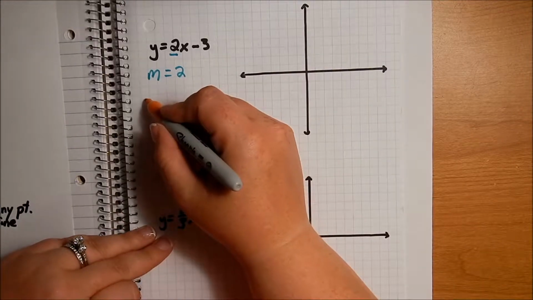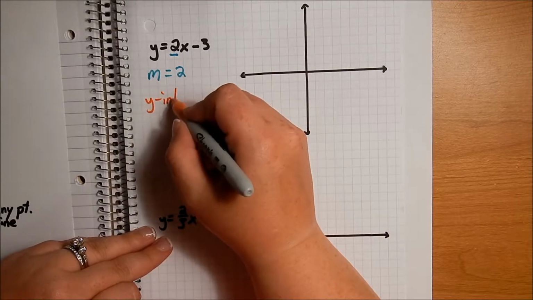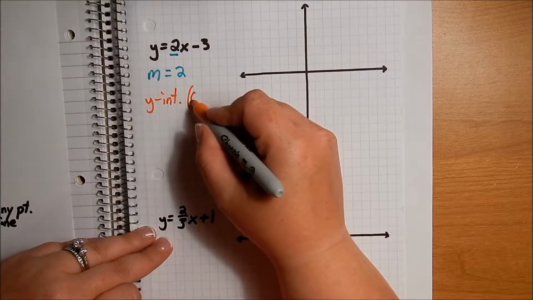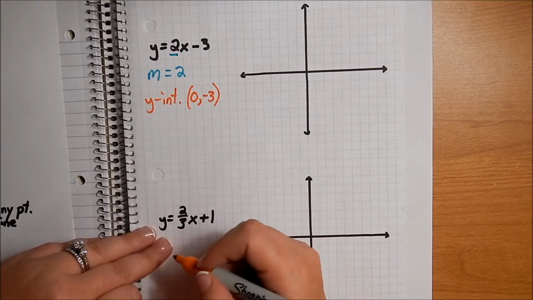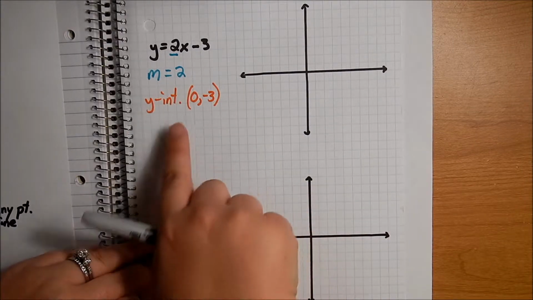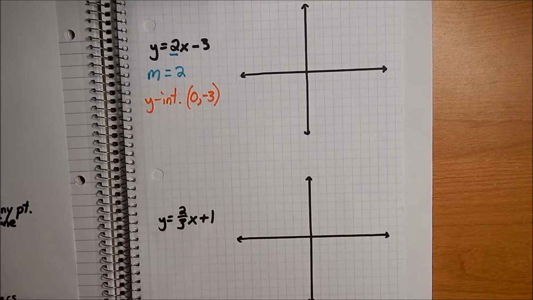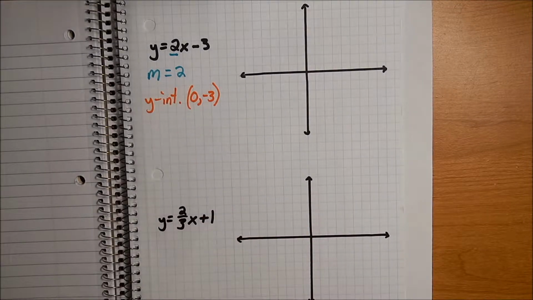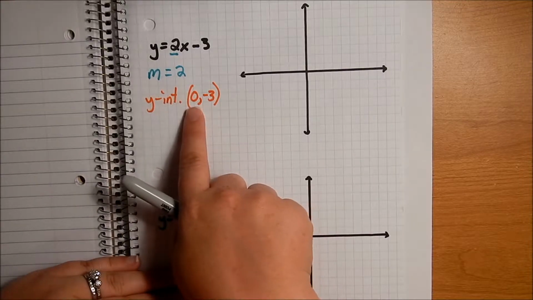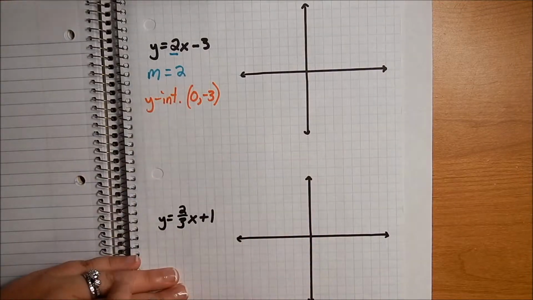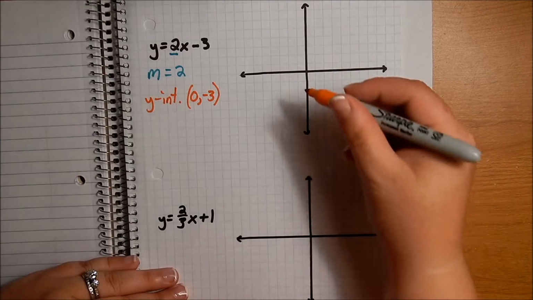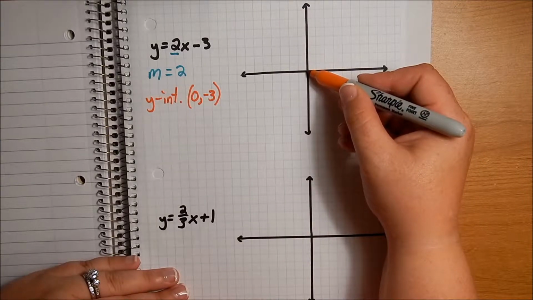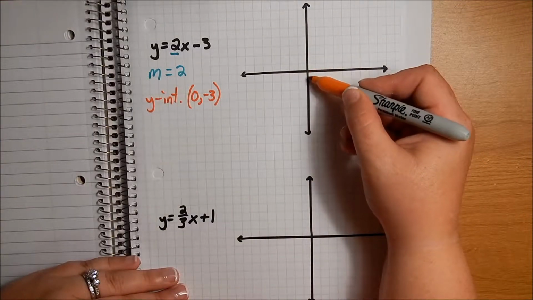That always corresponds to an ordered pair, (0, whatever that number is), here (0, -3). When we actually go to graph, we're really going to start at the y-intercept. It's always going to be (0, whatever that number is), whether it's positive or negative. In our case, it's negative. So I'm going to start at the point (0, -3). I just go ahead and start by putting a dot at (0, -3).